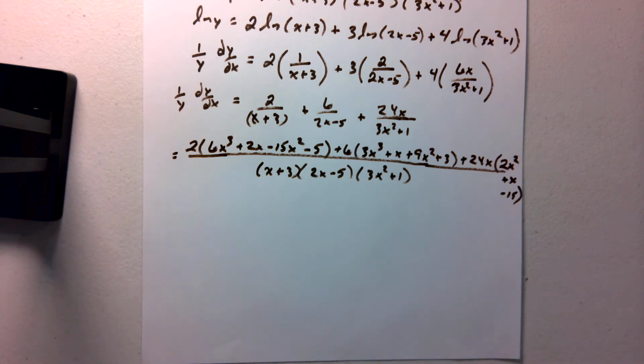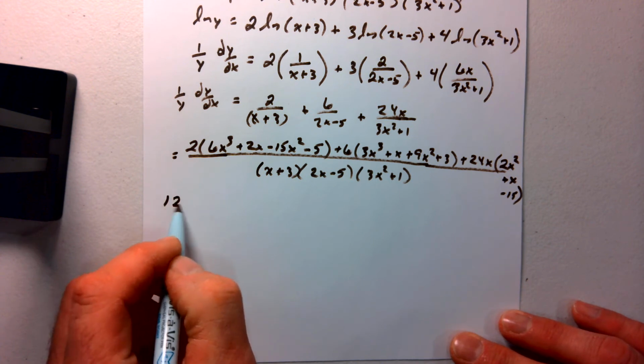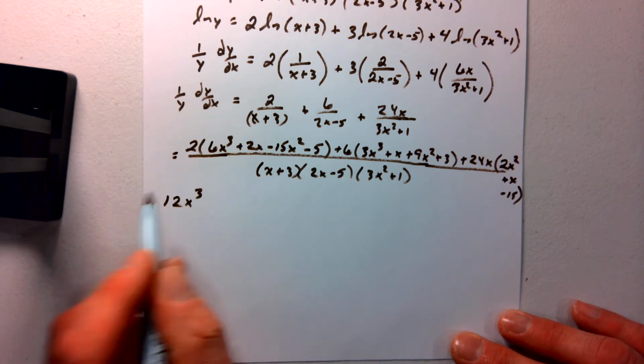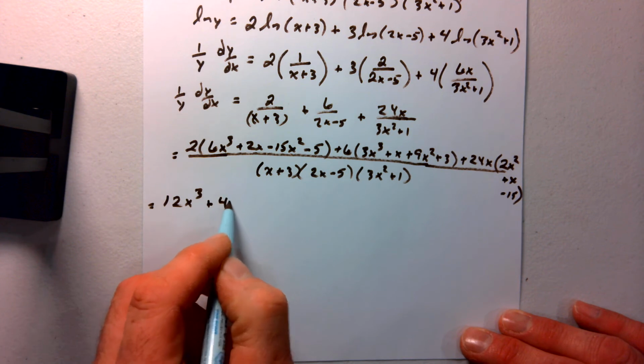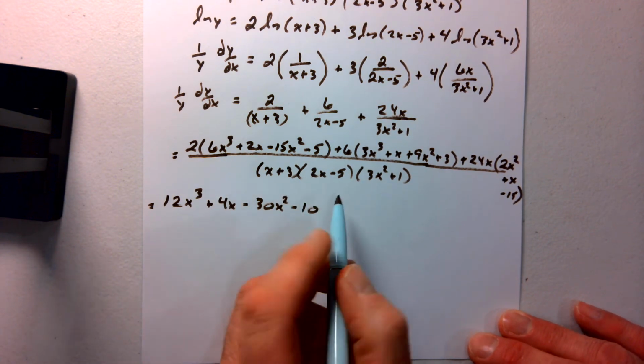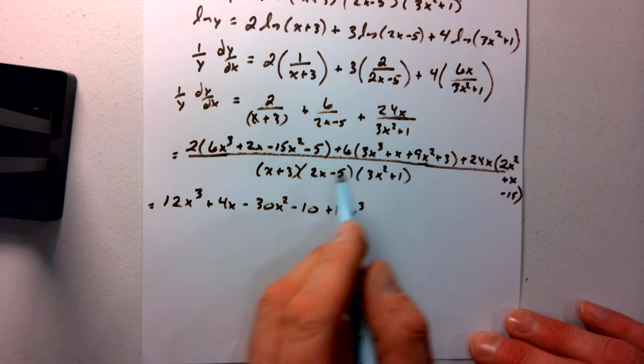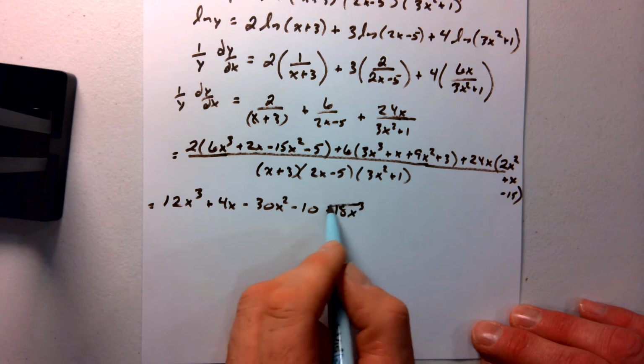Oh, good heavens to gracious. So, my 2, I'm going to get a 12x to the third. Again, that's equal to that up there. Plus a 4x minus 30x squared minus 10. Plus 18x to the third. I should write these under these, shouldn't I? I'm going to go ahead and do that.